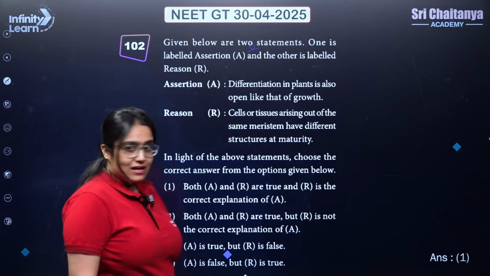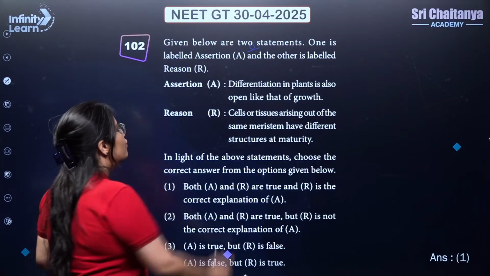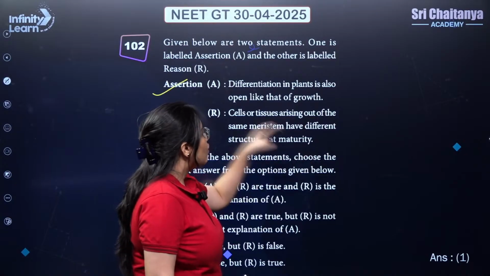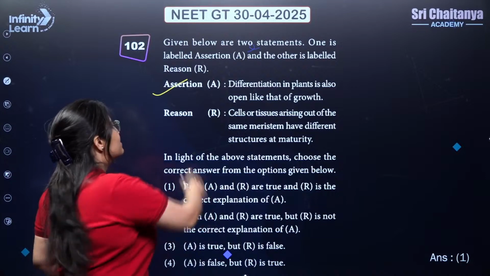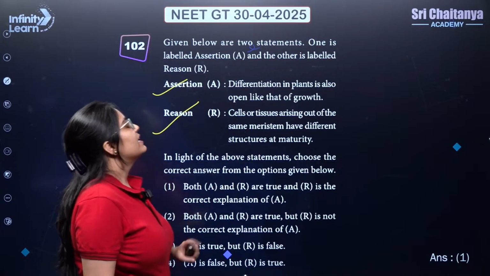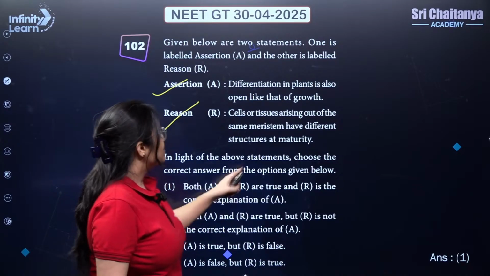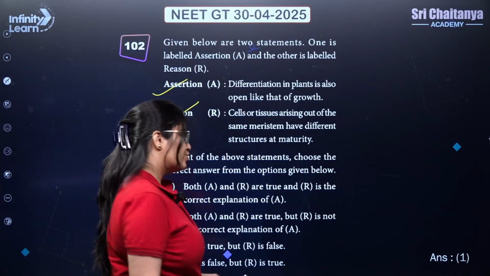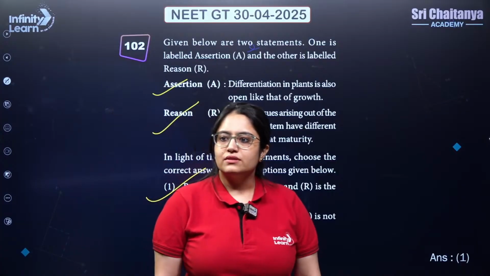Differentiation in plants is also open like that of growth. Correct statement. Cells or tissues arising out of the same meristem have different structures at maturity. This is also correct and very correctly the reason is explaining the assertion statement. So both assertion and reason are true and reason is the correct explanation of assertion. Answer is 1, my dear students. Very, very simple and interesting.